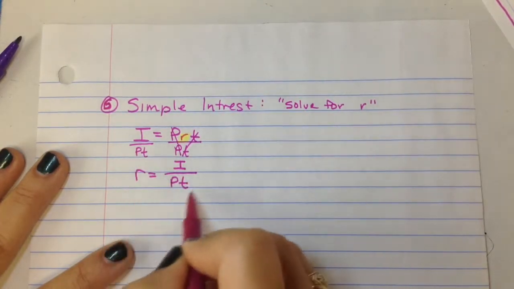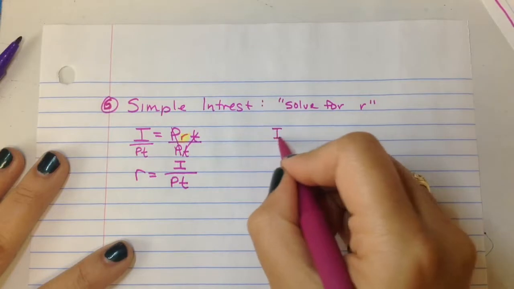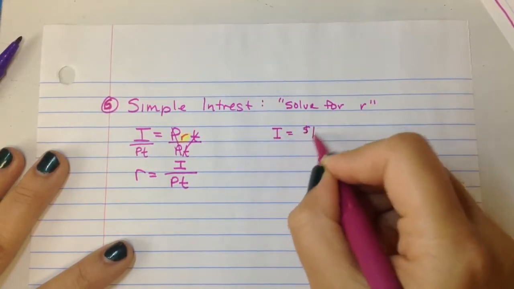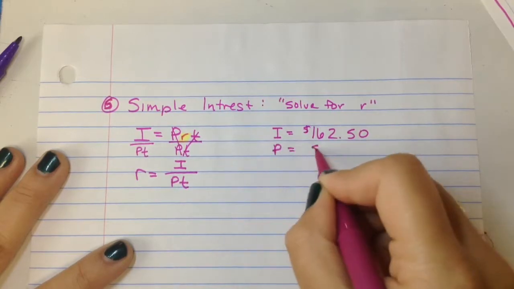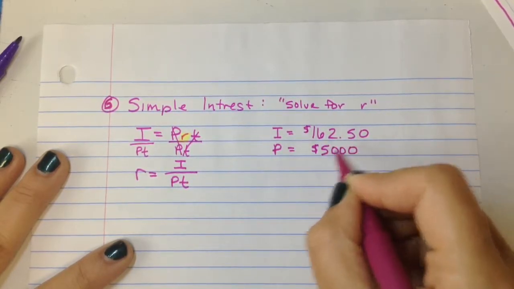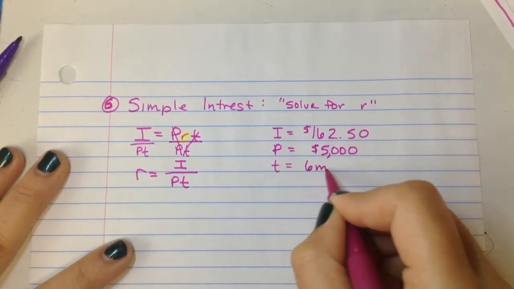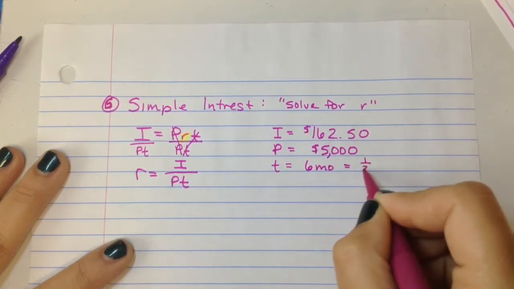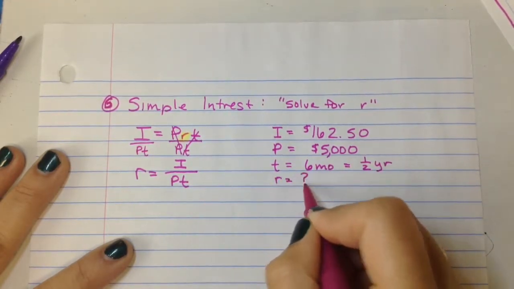Okay, this is awesome. Now, the reason that this is important is, let's say you were given a problem and you were told that you earned $162.50 on a principal investment of $5,000 in a bank when you left it there for 6 months, which is one half of a year. What is the rate the bank gave you?